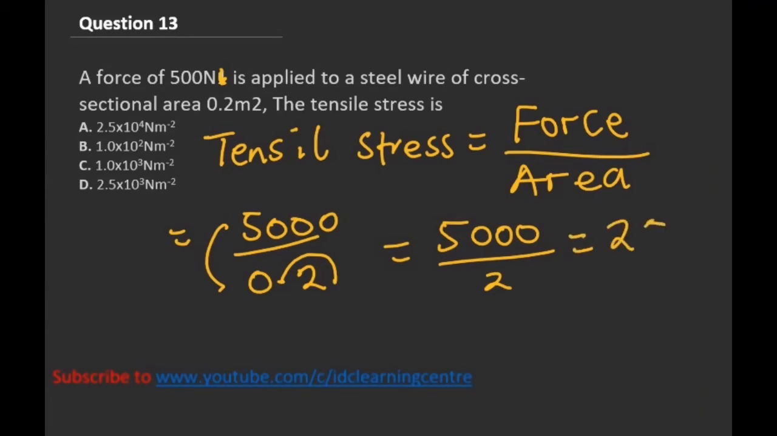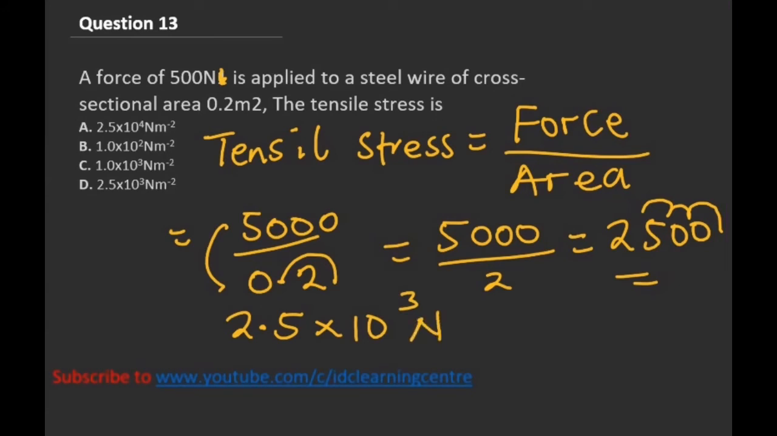2,500. Now express 2,500 in standard form. You count from here 1, 2, 3. So it will be 2.5 since I counted 3 places times 10 raised to power 3 Newton per meter square. Okay, so this is the answer. And the right option is D, 2.5 times 10 raised to power 3 Newton per meter square.